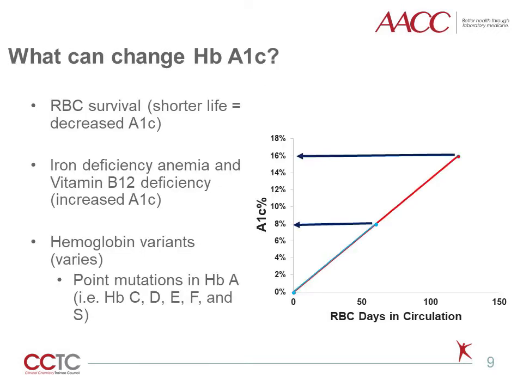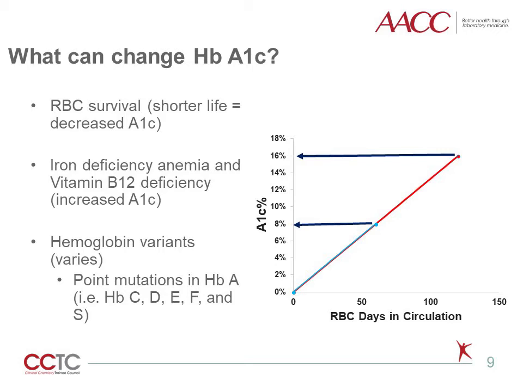What can influence the hemoglobin A1c percentages reported from any of these methods? First, the survival of the red blood cells. If the RBCs are in circulation for less time, for example, in sickle cell disease, in which they have increased turnover, the RBCs are not exposed to the glucose in circulation for the normal amount of time.